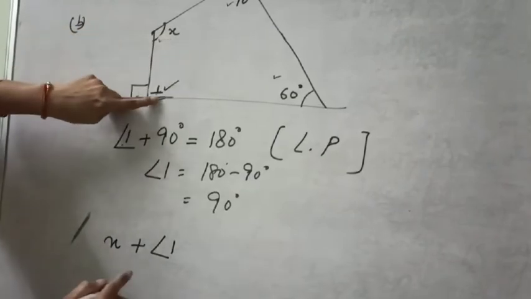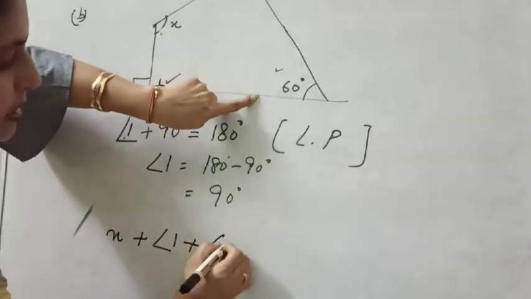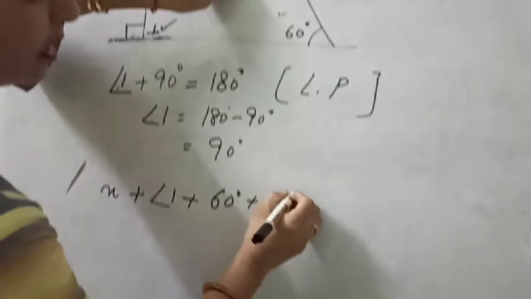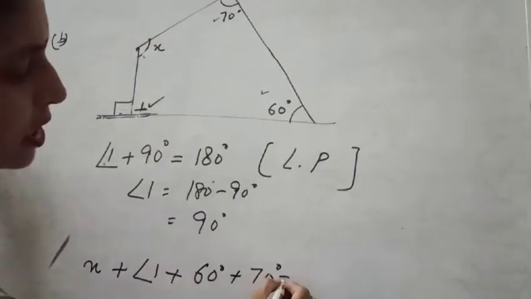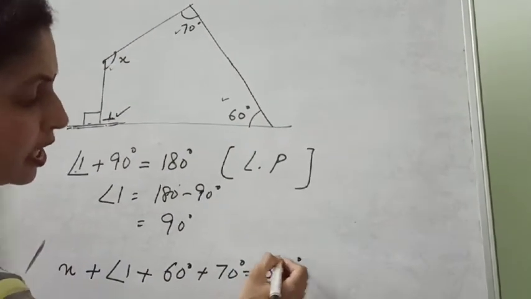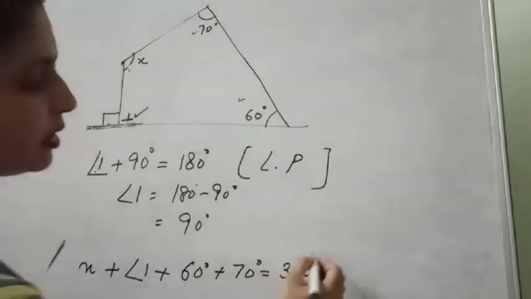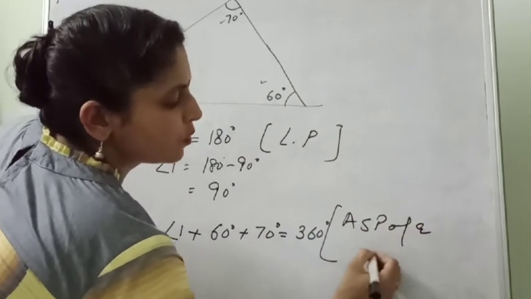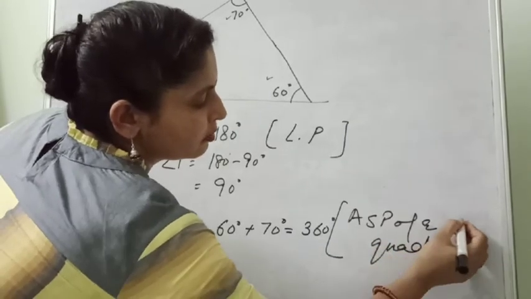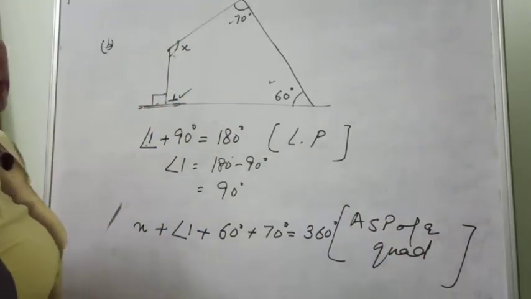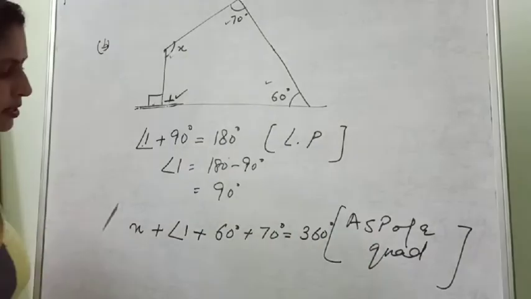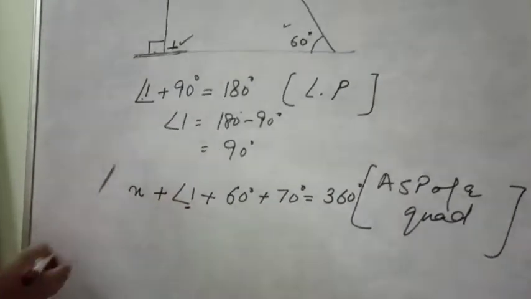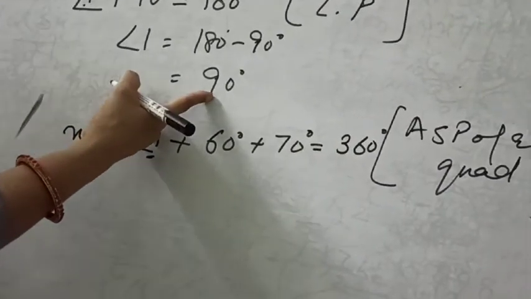So x plus angle 1 plus 60 degree plus 70 degree, and their sum must be equal to 360 degree. And what is the reason? अब reason क्या है? So you can use here that it is ASP of a quadrilateral. बेटा इन reasons के marks होते हैं exams में, so आपको हर बार लिखने हैं ये reasons. Now you put the value of angle 1 that was calculated in the earlier part.